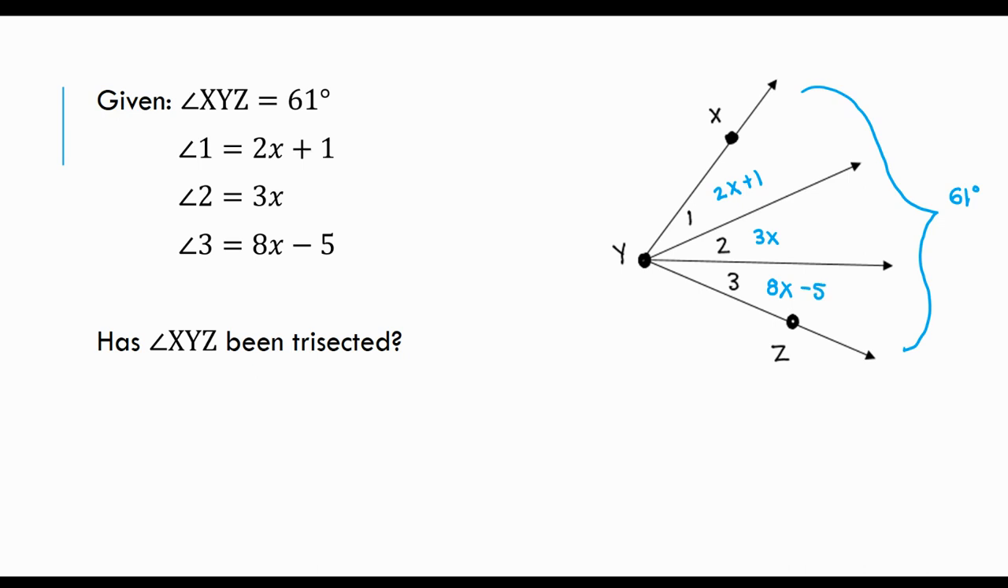So it's asking, has the angle XYZ been trisected? So trisect, remember, tri, like triangle or tricycle, we want 3 pieces. And so in this case, we want 3 congruent pieces. So the only way for us to figure out if it's trisected is we have to figure out what x is, so then we can find the measure of each of those small little pieces. The fact that all three of those smaller angles are forming the big angle XYZ, and we know that that's a 61-degree angle, I can add up all the pieces, set it equal to 61, and that's how we can solve for x.